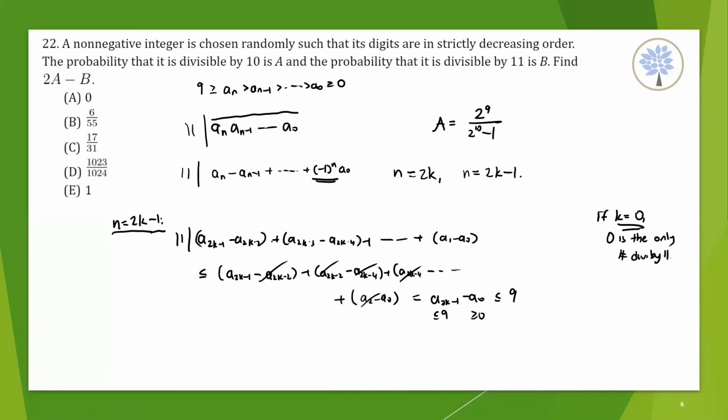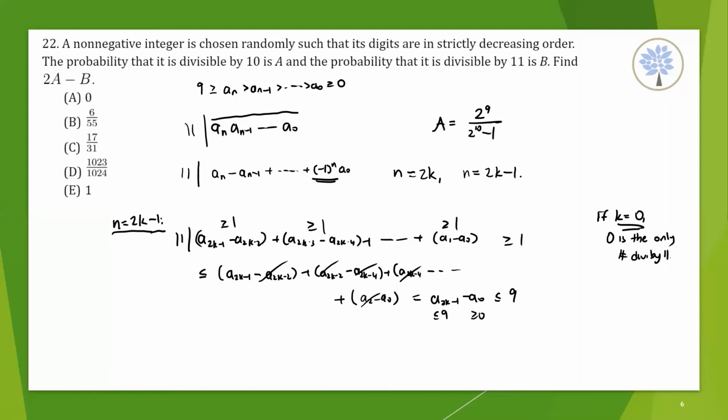Another thing we can notice is that all of these differences are greater than or equal to 0. In fact, all of these differences are greater than or equal to 1, and there is at least one difference. So the entire sum is greater than or equal to 1. Now we've proven that this alternating sum is at least 1 and at most 9, and therefore this alternating sum cannot be divisible by 11. Therefore, the original non-negative integer cannot be divisible by 11, so there are no solutions in this case.